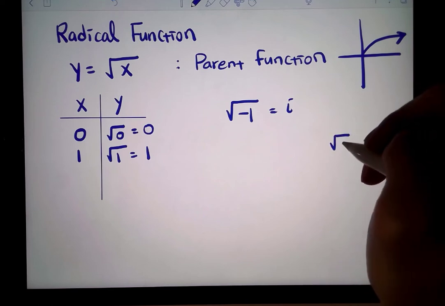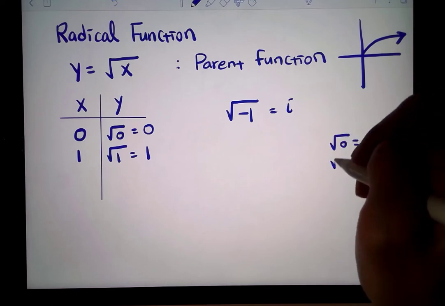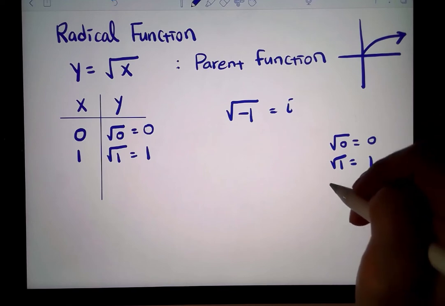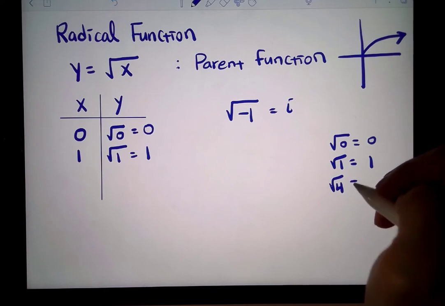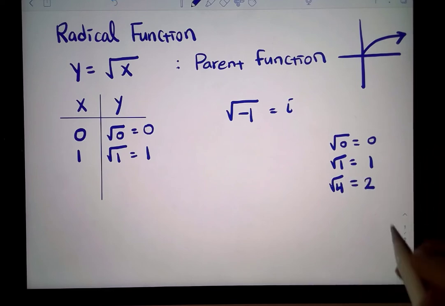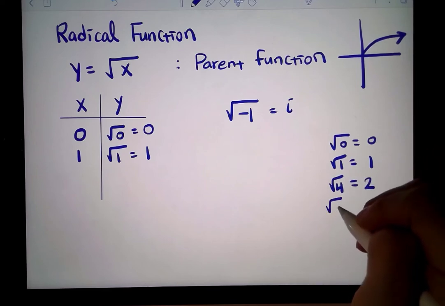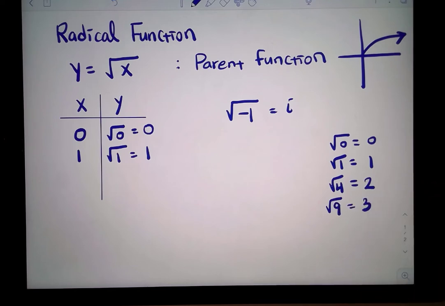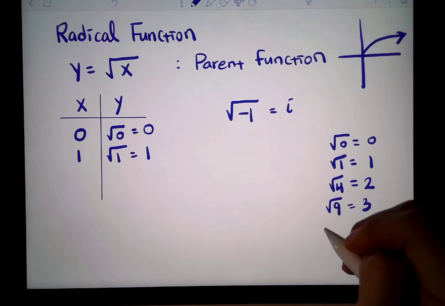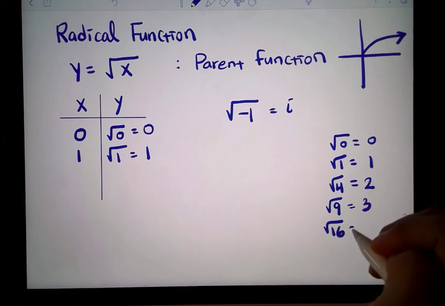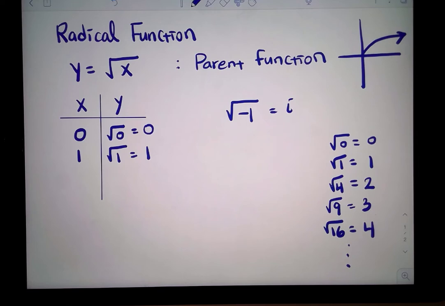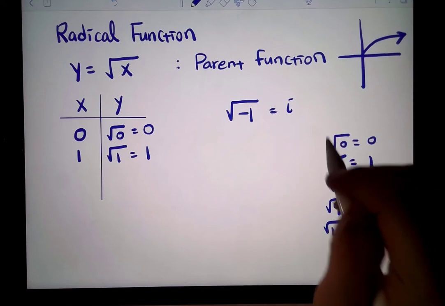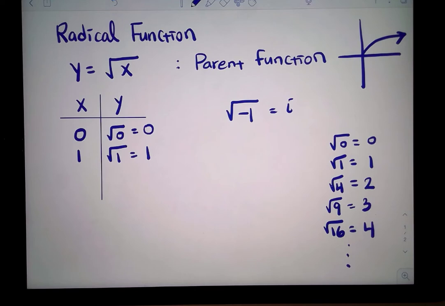So we already know square root of 0, that's 0. Square root of 1, that's 1. Square root of, what's the next number? 4, right? Square root of 4, then you get 2. And square root of 9, then you get 3, right? And also square root of 16, then you get 4. And we have a bunch of perfect square numbers. But I want to use those numbers so that we can get exact points, right?